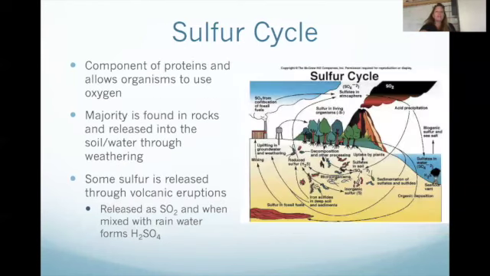Sulfur is a component of proteins. It allows organisms to use oxygen. It's found in rocks and released into the soil and water through weathering. We also see it released in volcanic eruptions.